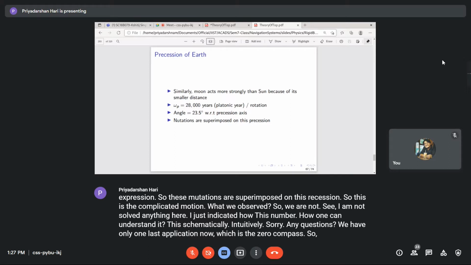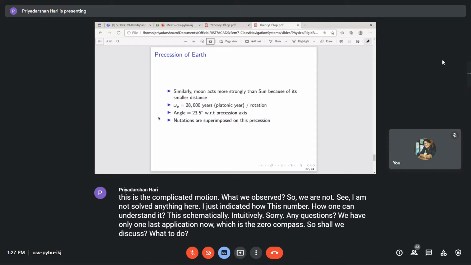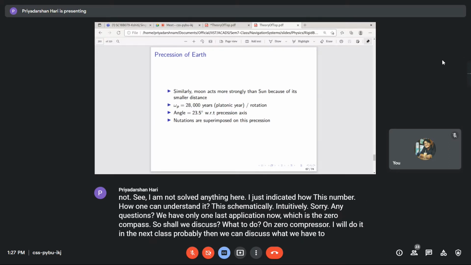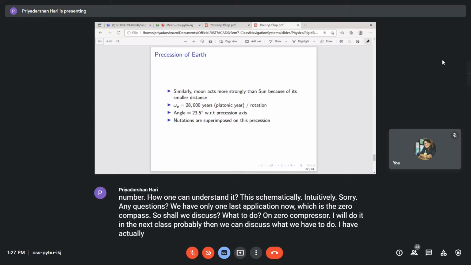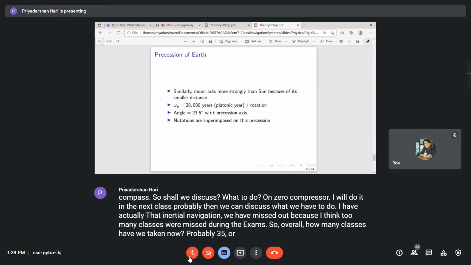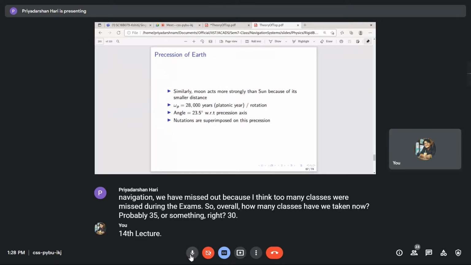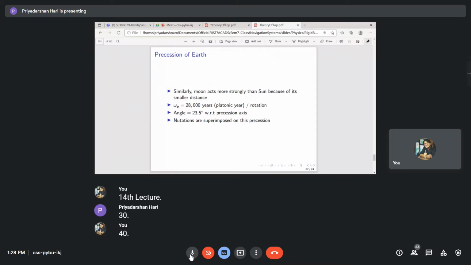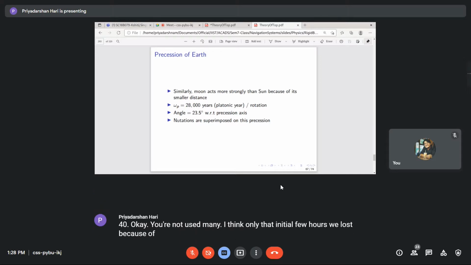So shall we discuss what to do? Gyro compass, I will do it in the next class probably. Then we can discuss what we have to do. I have actually missed out inertial navigation, because I think too many classes were missed during the exams. So overall, how many classes have we taken now? Probably 35 or something, right? 40. Okay. We have not missed many. I think only initially a few hours we lost because of bad connections and things like that.